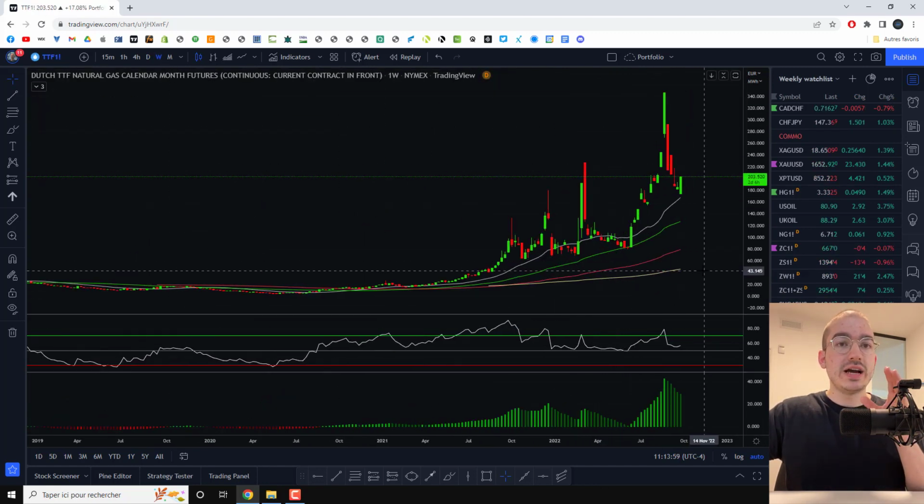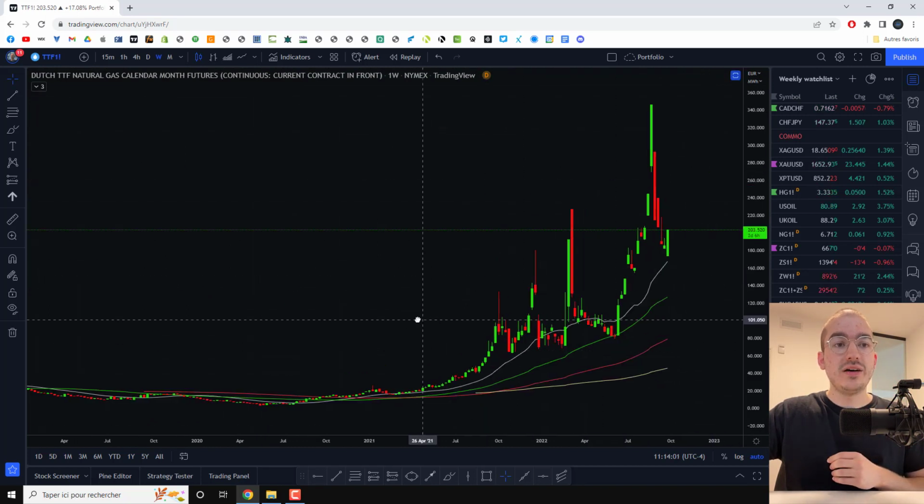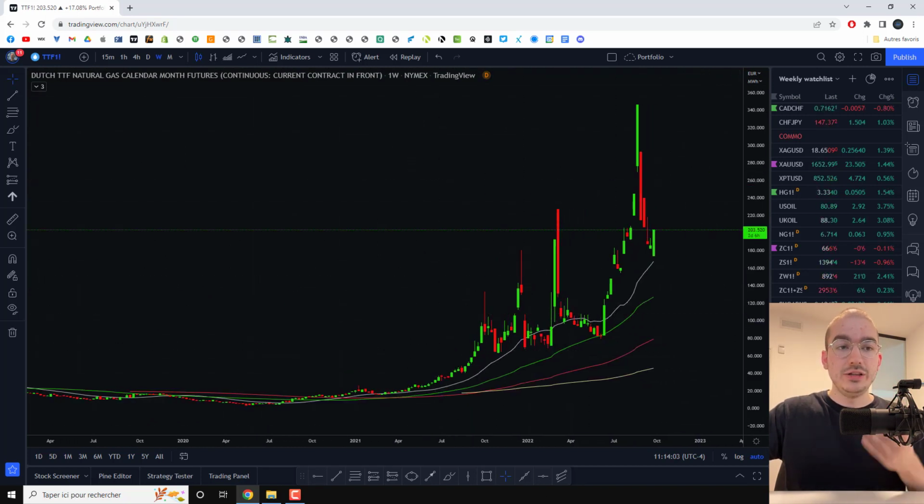So if I show you guys this chart right here, we have natural gas prices in Europe, and as you guys can see, it has completely skyrocketed to massive levels, right? Before that, we were trading between, let's say, 3 to 20, right? And right now we are at 200, and we've been at 340, right? So it's just absolutely insane.